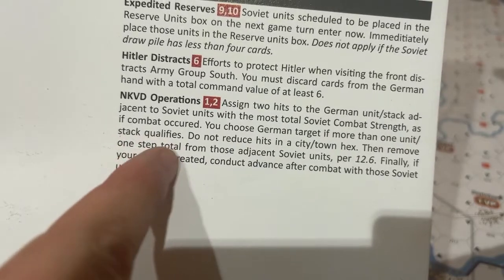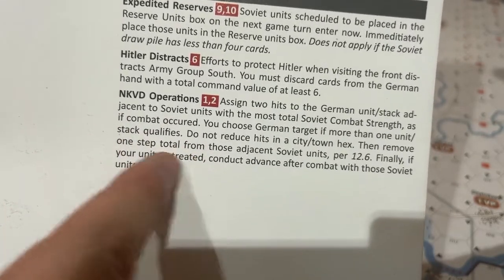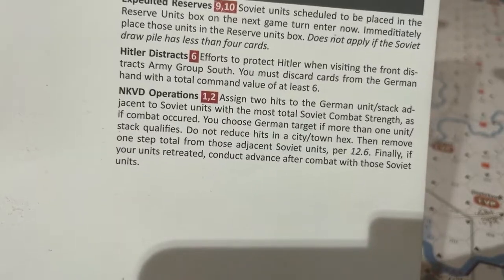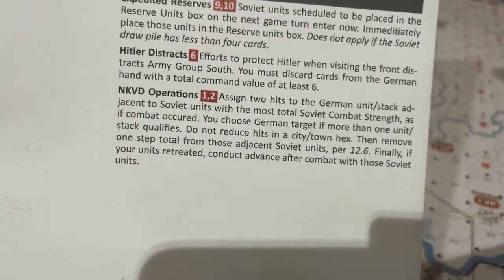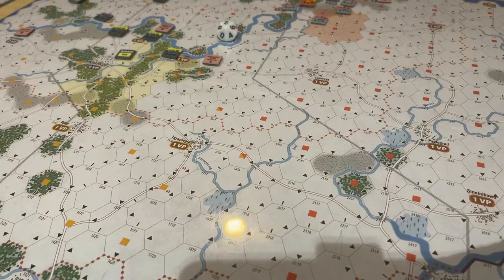So I'm going to go with JB here and say that it was 1 step total, meaning that no matter how many units were in that stack, only one of them loses a step. Otherwise, this event would make no sense for them. So thank you, JB, for pointing that out. I think the rules could have been written better, but it makes no sense any other way.